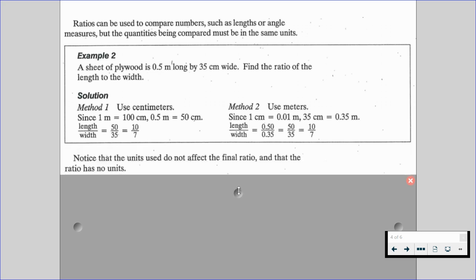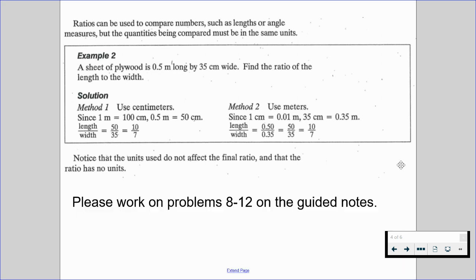And notice that the units used do not affect the final ratio, and that the ratio will have no units because we're just talking about the comparison and the ratio. We're not asking for the units. With this in mind, please work on problems 8 through 12 on the guided notes and resume when you're ready to move forward.